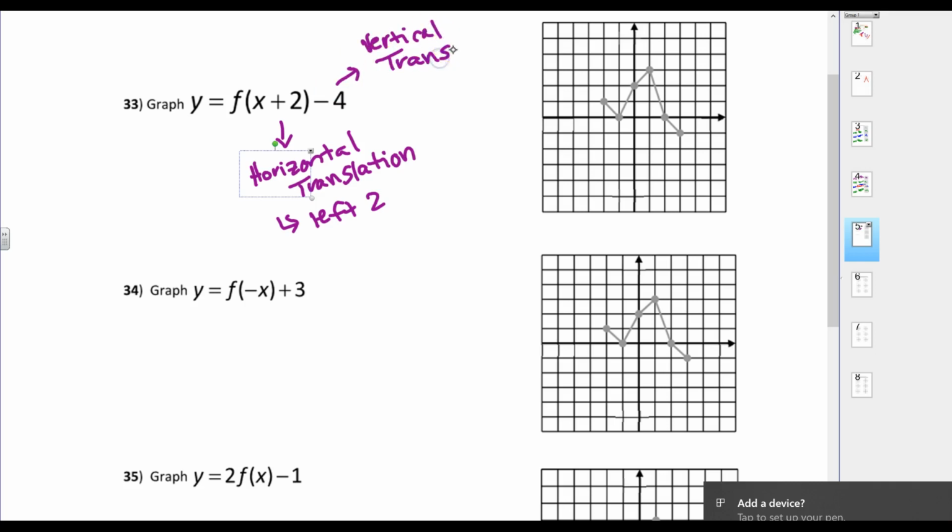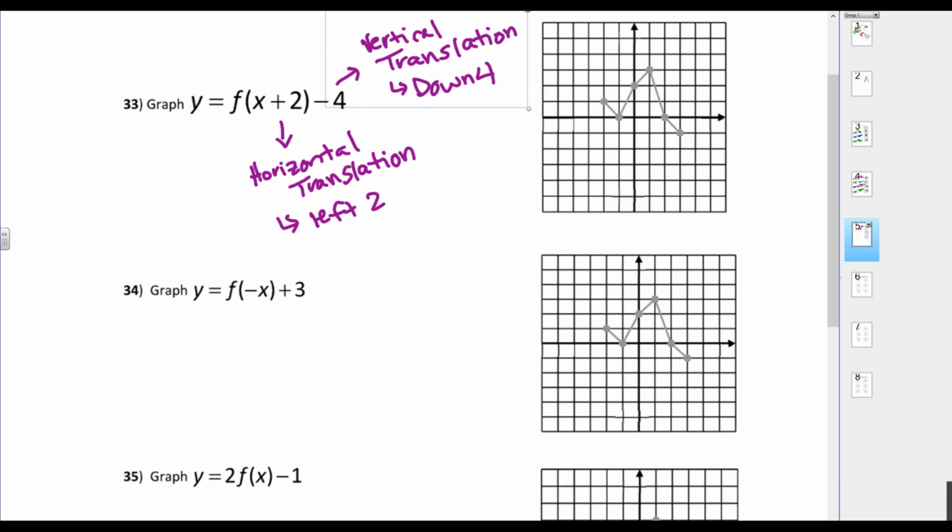And when it's outside my parentheses, I do exactly what I expect. So this is going to go down 4. So what I can do is each of these points, I can take them left 2, then down 4. So this point's going to go left 2, down 1, 2, 3, 4. This guy's going to go left 2, down 1, 2, 3, 4. Left 2, down 1, 2, 3, 4. Left 2, 1, 2, 3, 4. Left 2, 1, 2, 3, 4.